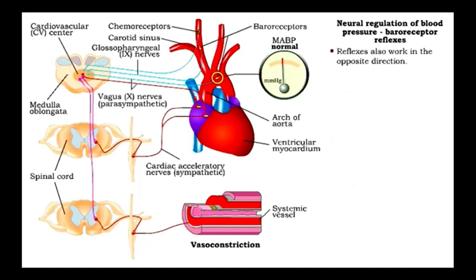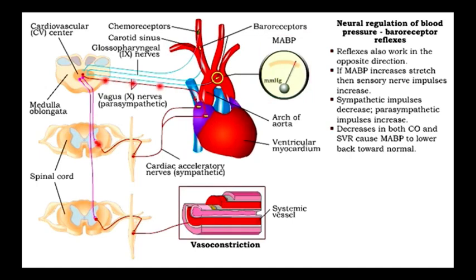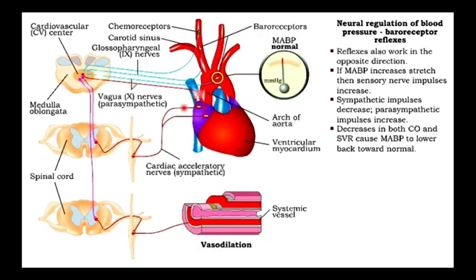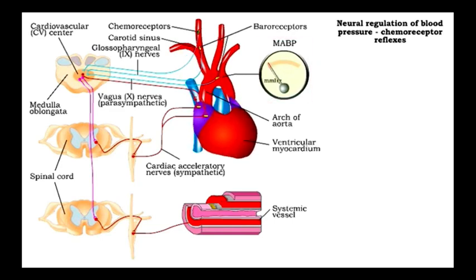Baroreceptor reflexes also work in the opposite direction. An increase in blood pressure causes greater stretch, sending more impulses to the cardiovascular center. The response is decreased cardiac output and systemic vascular resistance, lowering blood pressure toward normal. When there is a large drop in blood pressure, such as during hemorrhage, the baroreceptor reflex does not produce a sustained response.